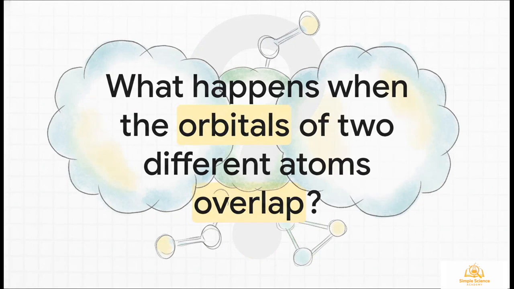So now you have the key. You can read the blueprint for pretty much any atom. But I want to leave you with one last question. If these electron houses are really just clouds of probability, what do you think happens when the clouds from 2 different atoms start to overlap? What kind of new things could they build together?